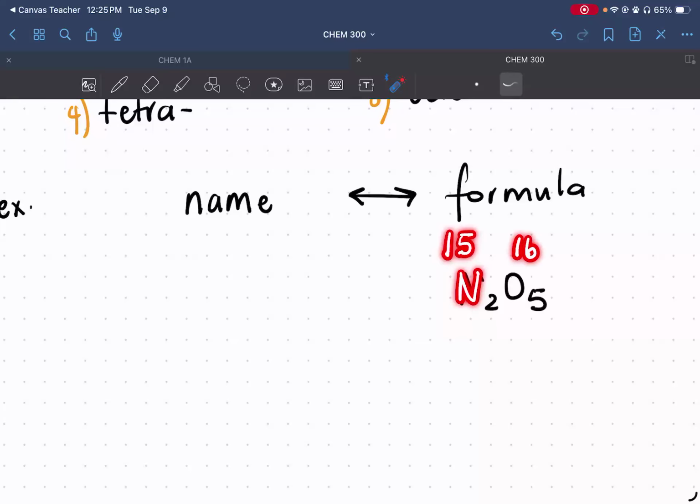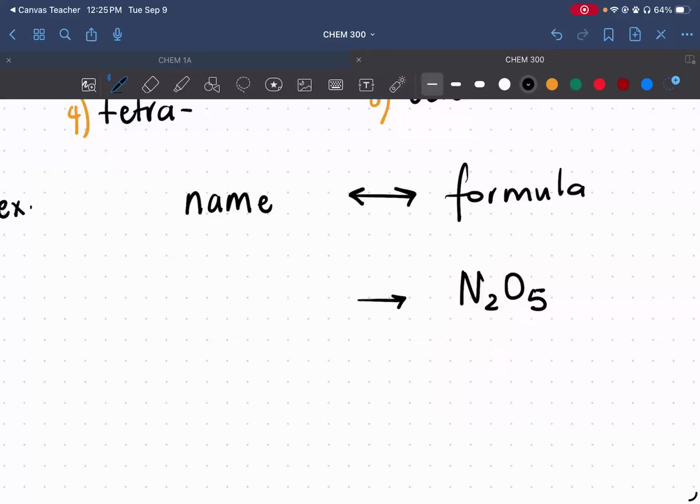The atom in the lower group number assumes the role of the cation and is written first. The higher group number is written second and assumes the role of the anion. Is this the only way you could have figured that out? No. Why? Nitrogen's on the left, got to be the positive. Oxygen's on the right, got to be the negative.